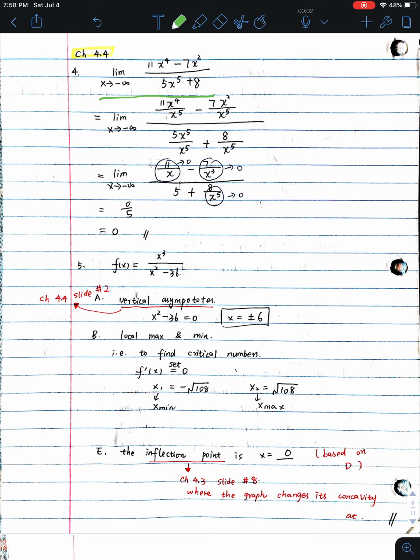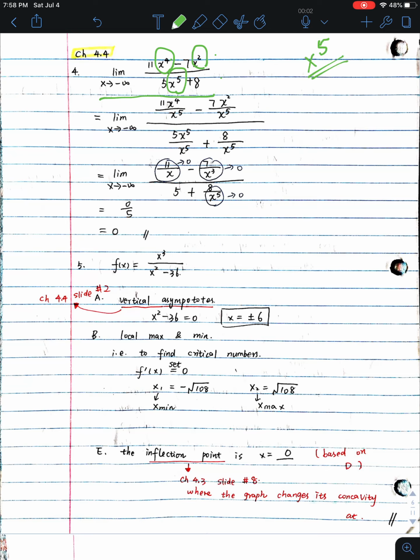And for this kind of question, both the numerator and denominator have an x. The common way to solve this kind of question is first to find the highest power of x. So we can see the first term is x to the power 4, the second is x to the power 2, and the third is x to the power 5. So the highest is x to the power 5.